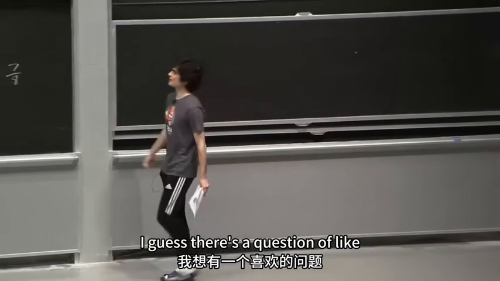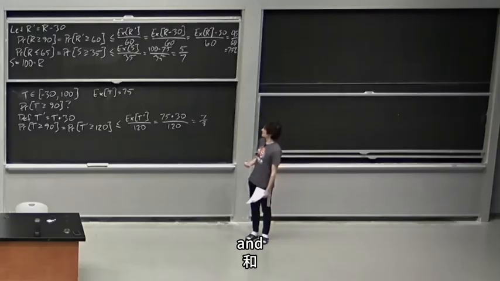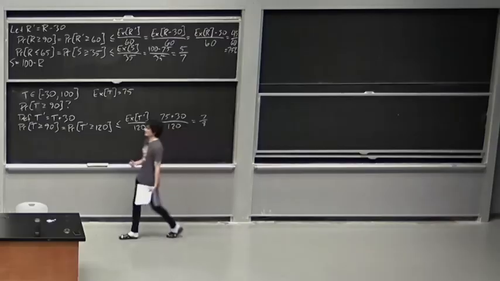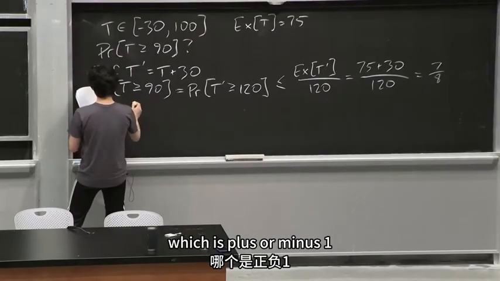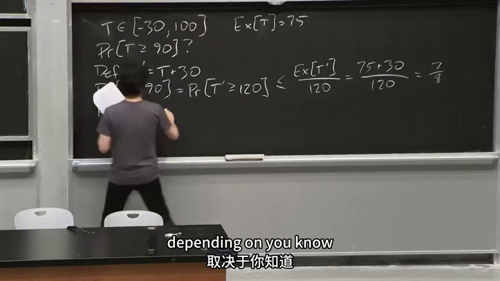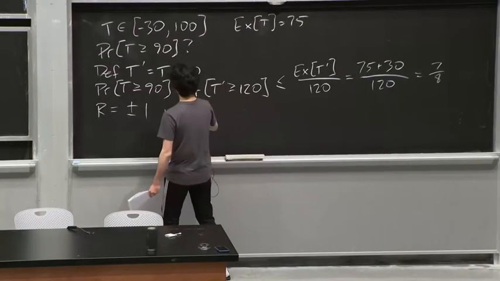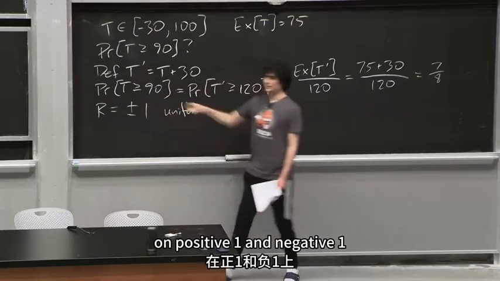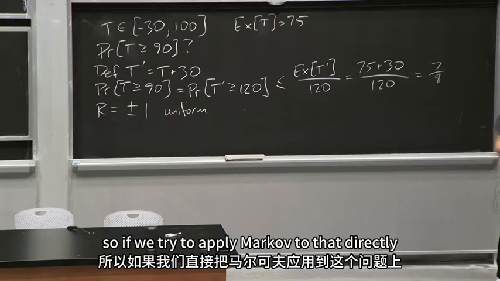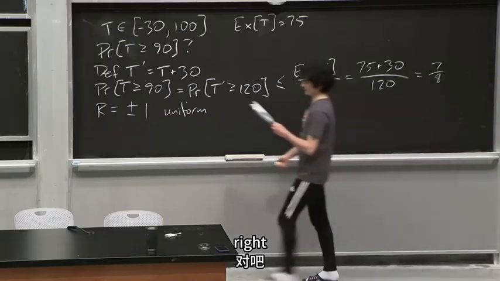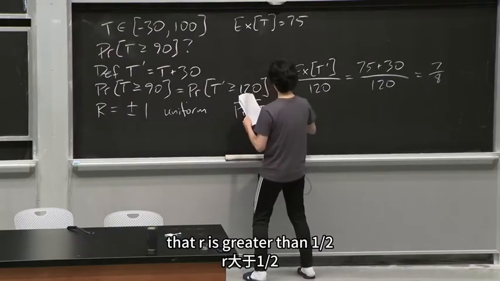I guess there's a question of, morally, why do we need this non-negativity? Perhaps a very simple illustrative example is, suppose we have the random variable R, which is plus or minus 1, depending on a fair coin flip. So it's uniform on positive 1 and negative 1. If we try to apply Markov to that directly, what does that tell us about the probability that R is greater than 1/2?